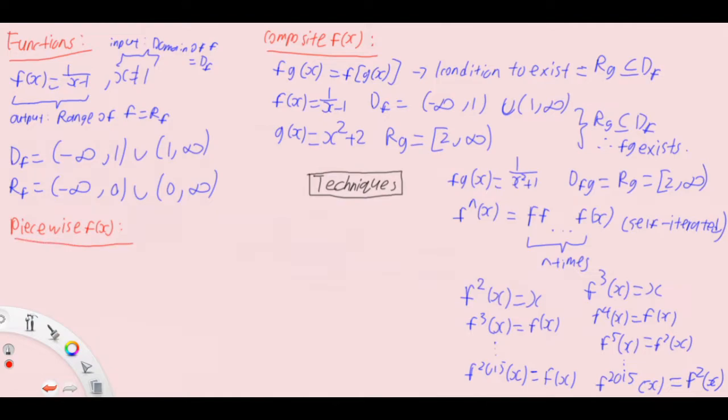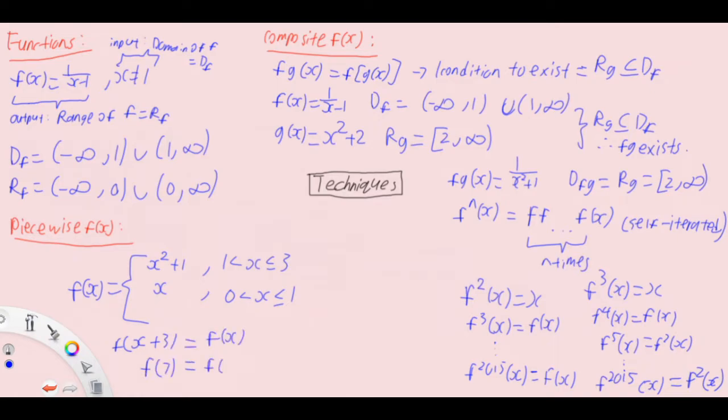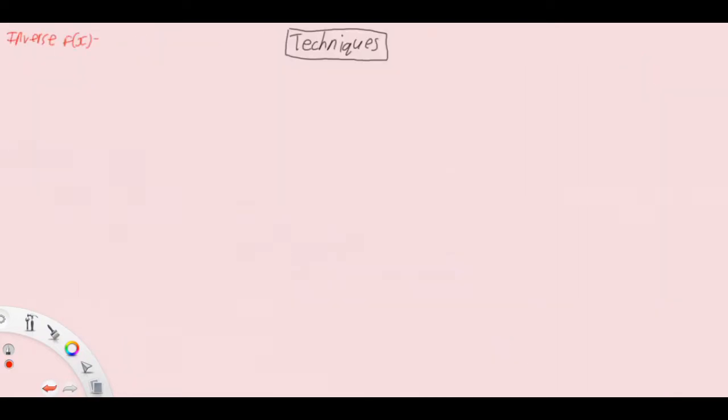We then move on to piecewise functions, basically multiple functions in a function but for different domains. So let's say we have f(x) = x squared plus 1 for x between 1 and 3, and 4x for x between 0 and inclusive of 1. And then we are also told that f(x+3) = f(x), therefore f(7) = f(1), and f(-4) is simply f(2). However, if we then add another condition where it is 0 for every other x, therefore f(7) = 0 and f(-4) = 0.